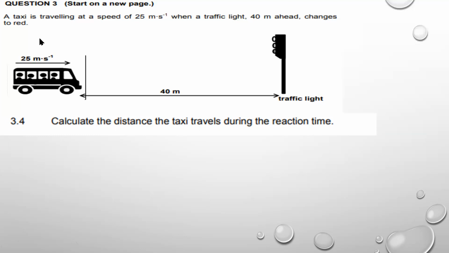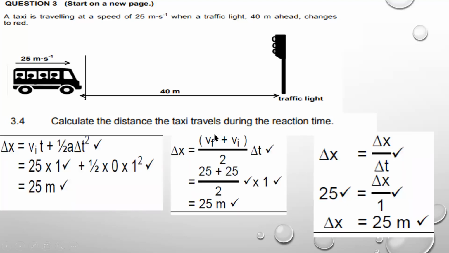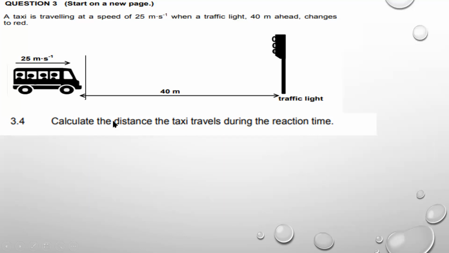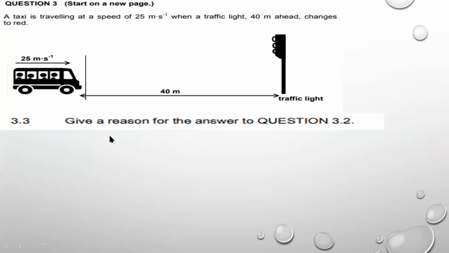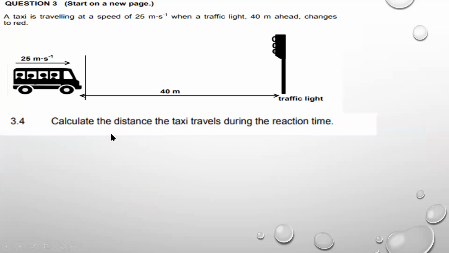Okay, let's see. The light changes to red. Calculate the distance during reaction time. We need to know the reaction time. It is in the question; we can go back and see. The driver takes 1 second to react. Reaction time is 1 second. So moving 1 second with constant velocity and then slowing down, in 2 seconds it stops. We can draw this when we answer those questions.